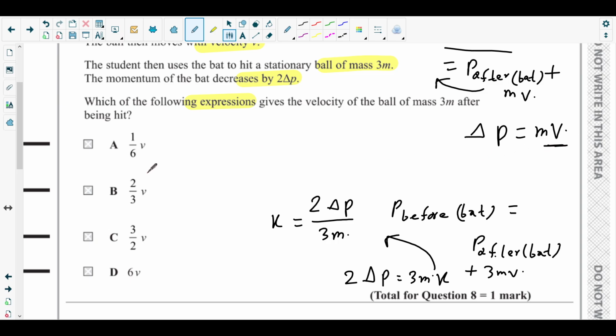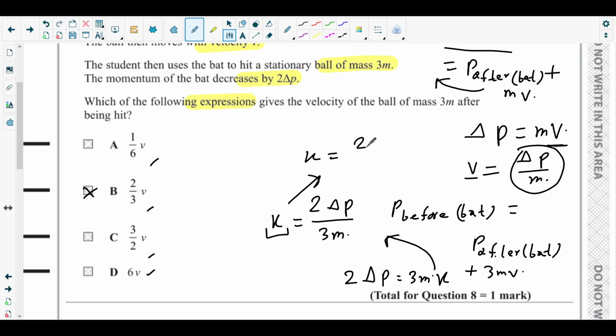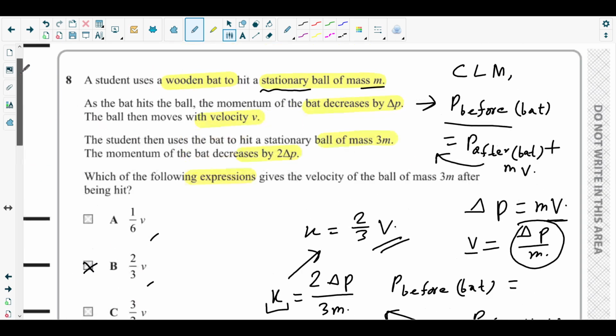Because all the options you see are in terms of v, so we need to represent x in terms of v. So v equals what? Del P over m. So you got the answer now. What? 2 over 3 v. 2 over 3 v, B is the answer, right? Because del P over m is v, so we can write x equals 2 over 3 v. B is the answer. Done.